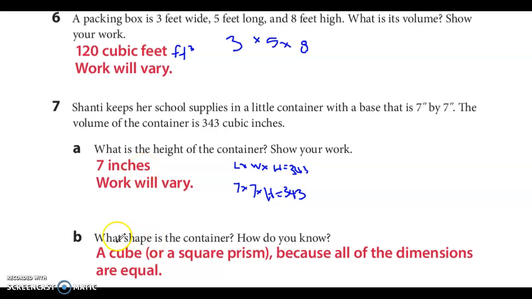And then the last one, it asks, what is the shape of the container? Well, if you know that each side is 7, it's a 7 by 7 by 7, it's all the same. Your answer is going to be a cube because all of the dimensions are equal.